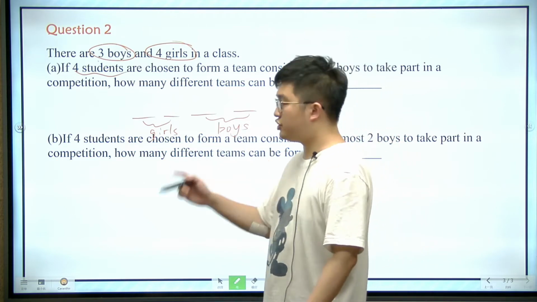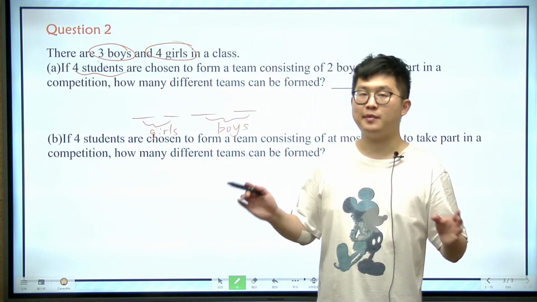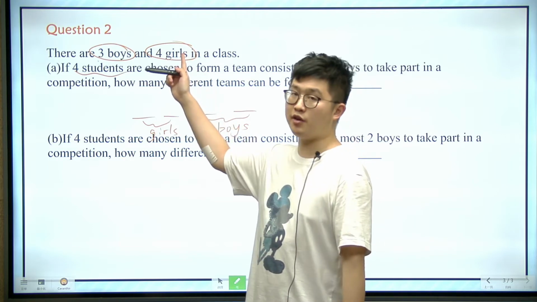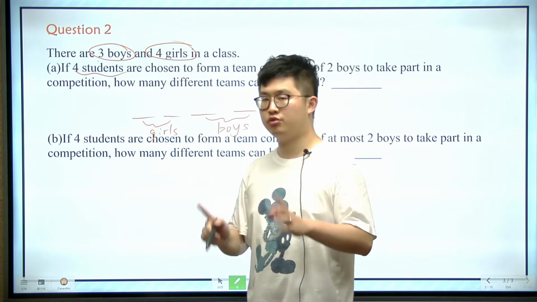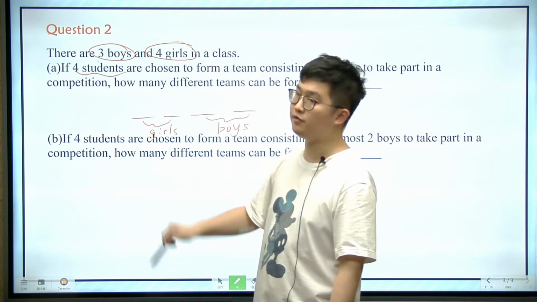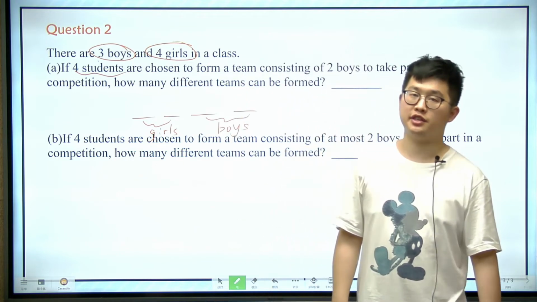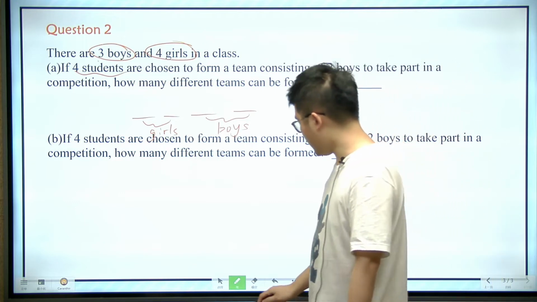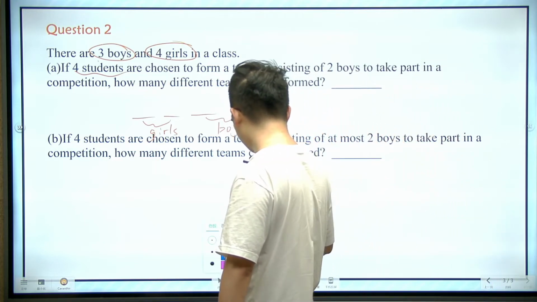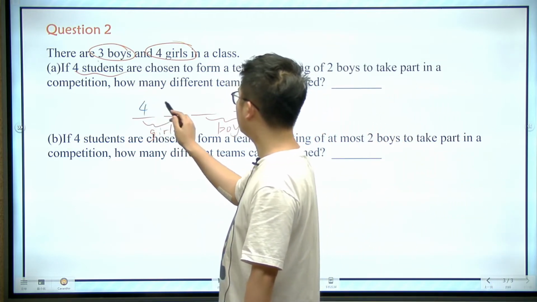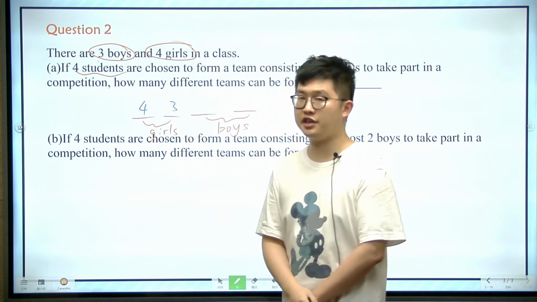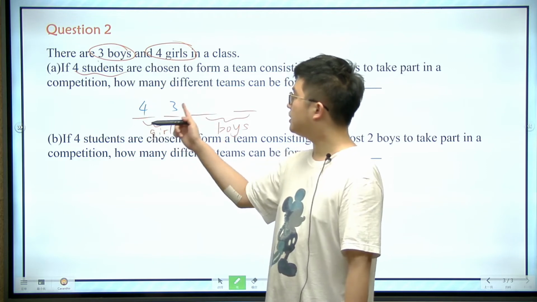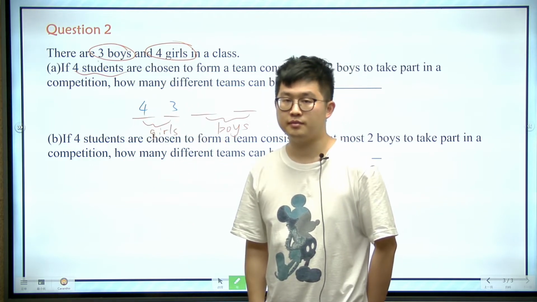So if we choose randomly, there are 4 girls. We need to choose 2 girls of the 4. So how many choices do we have? It would seem that we have 4 choices here and 3 choices here, right? Because we have 4 girls and then 3 girls.